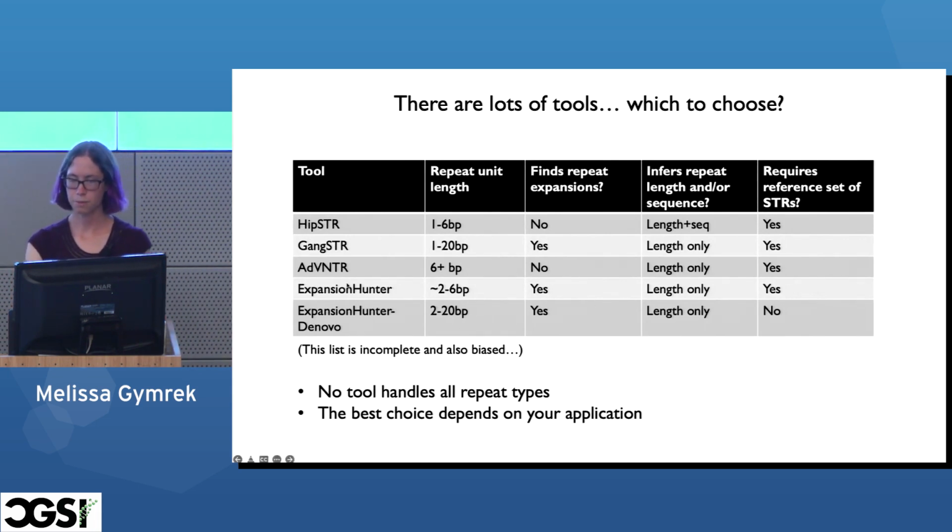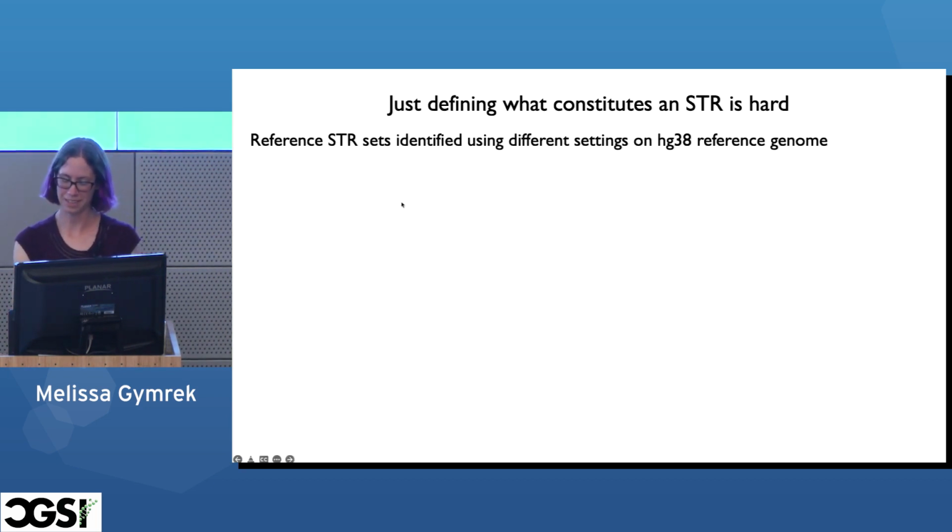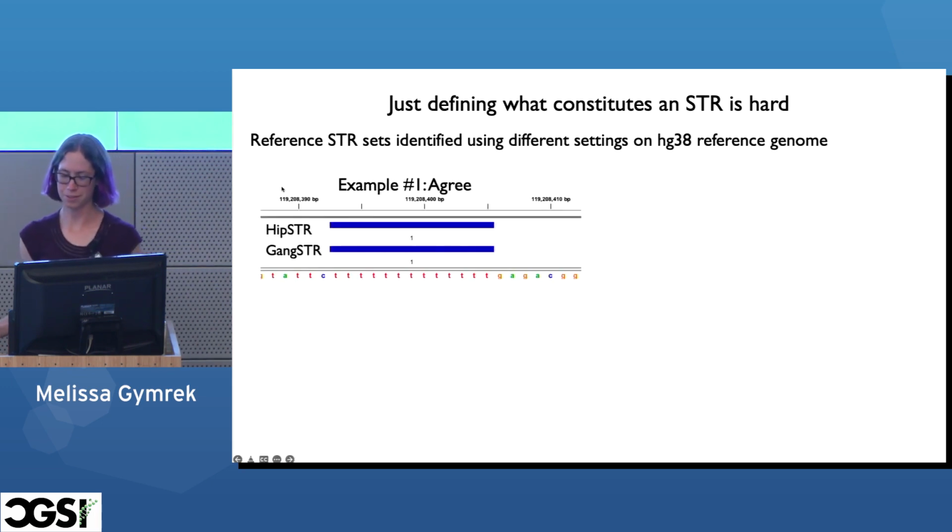Most of these tools will require some set of STRs that you identified from the reference genome as input to the tool. And even that can be really challenging. I'll just show some examples. Here we looked at reference STR sets that were identified using two different settings, just scanning the hg38 reference genome for where all the repeats in the genome are. I'm showing examples from these two tools, HipSTR and GangSTR. In some cases, they will agree. In this case, both of them agreed that there's a homopolymer, a poly-T repeat, in this region of the genome.